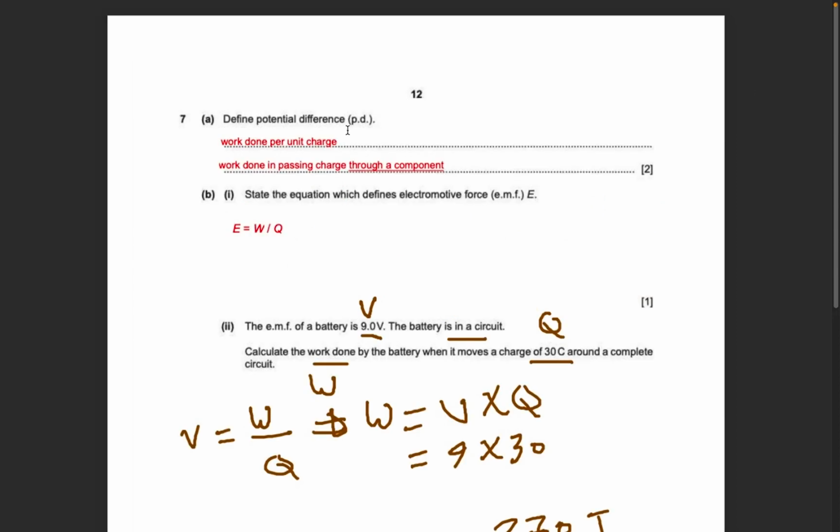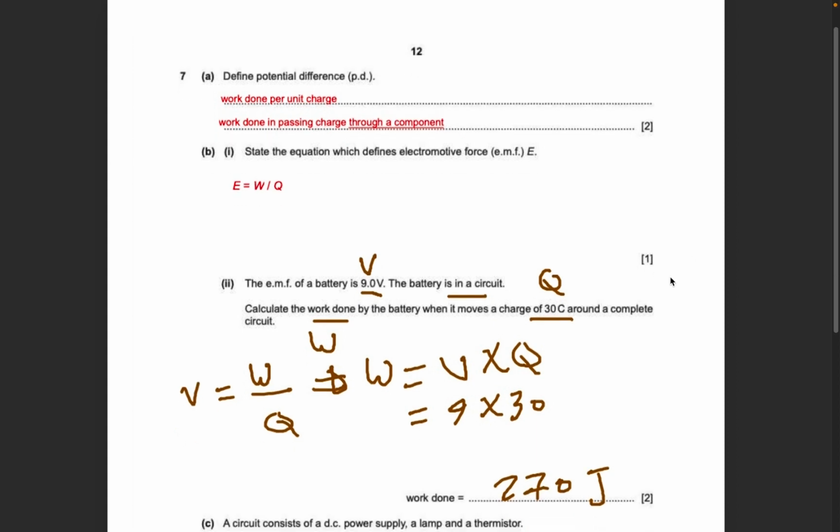A. Define the potential difference. Potential difference is the work done per unit charge. Potential difference equals work done over charge, W over Q. Here we have 2 marks. So the work done in passing charge through a component, just to get the 2 marks. B i. State the equation which defines the electromotive force. Electromotive force E equals W over Q. W is the work done, as we said, over Q, which is the amount of charge in coulomb. So just E equals W over Q to get the mark.